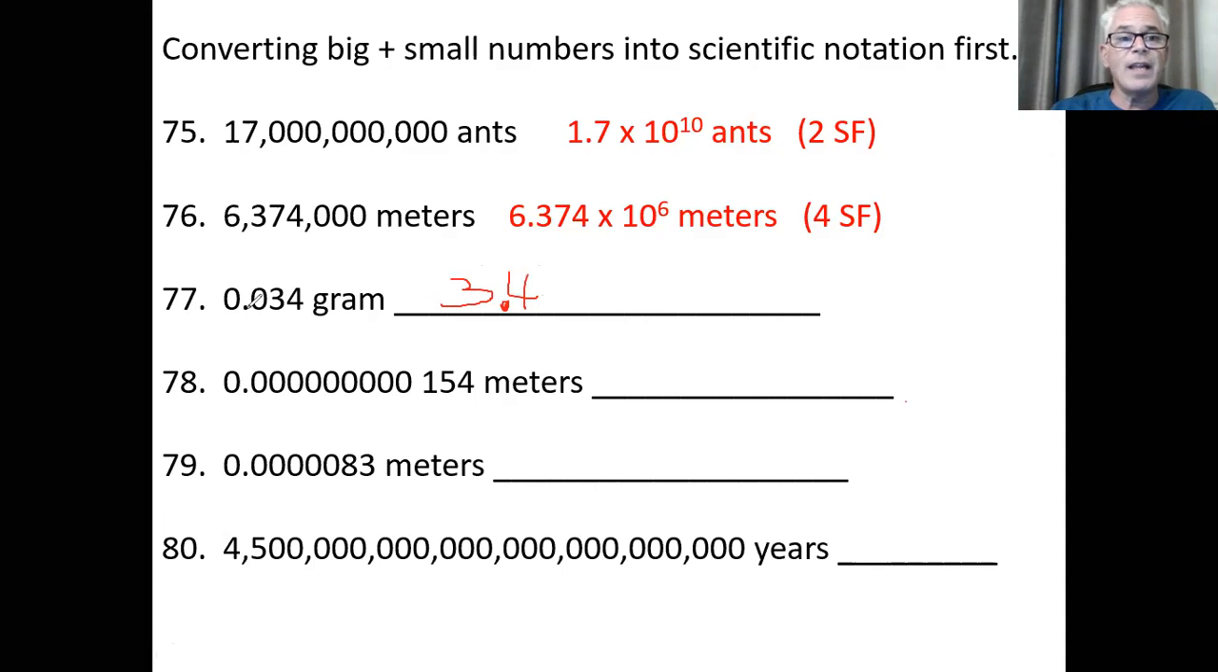Now, the decimal is right here, but I want to move it over 2 places. But I'm moving it 2 places to the smaller. So this is going to be times 10 to the -2 grams. This is going to say 3.4 times 10 to the -2 grams. The decimal place moves 2 places in the small direction.